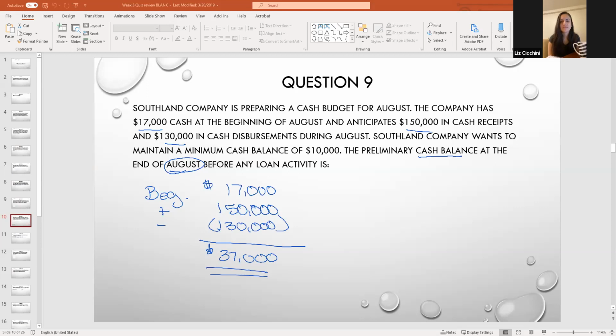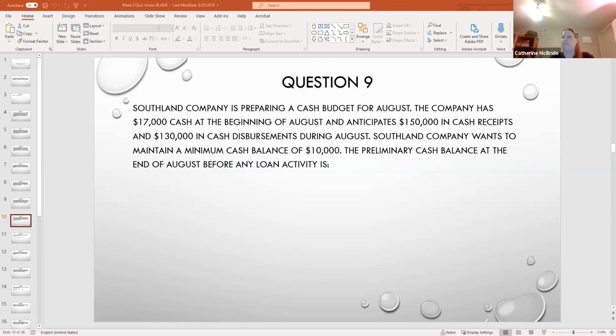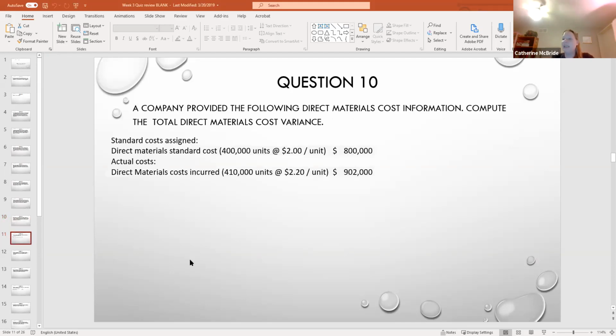All right, now we're going to look at variance analysis. So number 10 is variance analysis. We want to know the total direct materials cost variance. So what we want to do is figure out standard, remember this means our budget, right? And then these are actual. We want to know the cost variance.